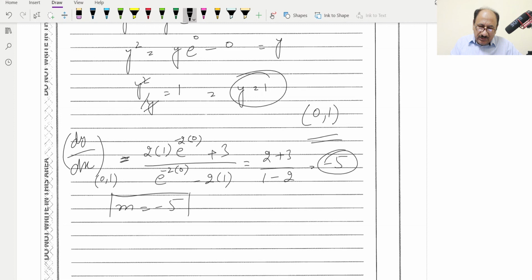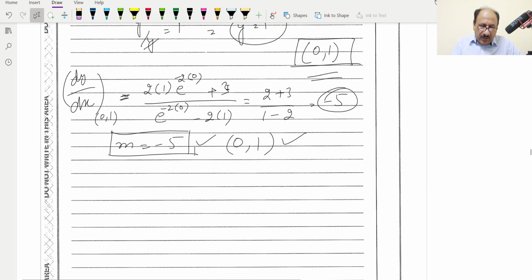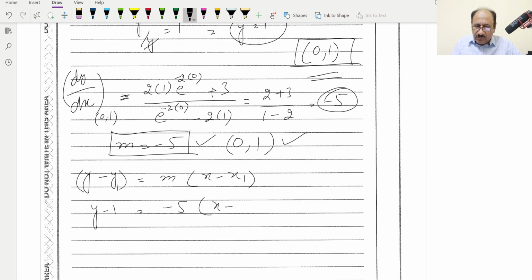So we'll be using this gradient and this point, and the point is 0, 1. I'll copy here. We'll be using these two things to write the equation of the line in point-slope form. Basically, the formula is y minus y1 is equal to m into x minus x1. So this will be y minus 1 is equal to minus 5 into x minus 0. This will be y is equal to minus 5x plus 1, and this will be our equation.